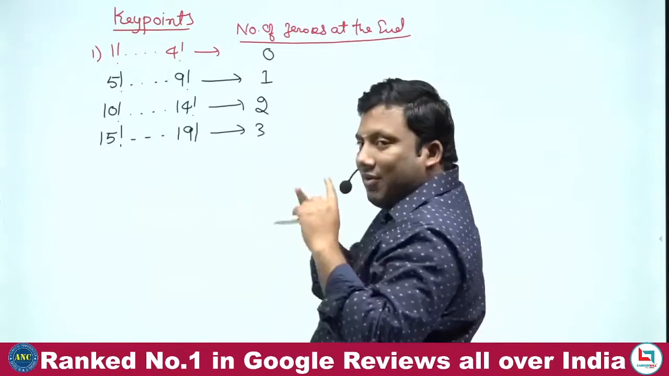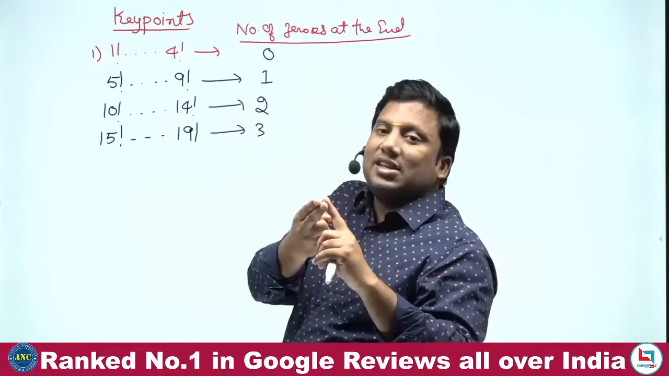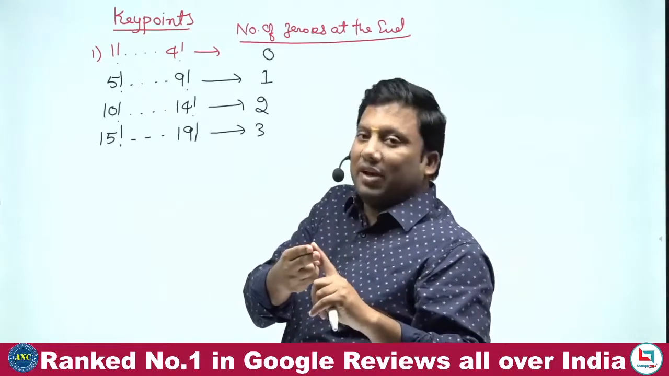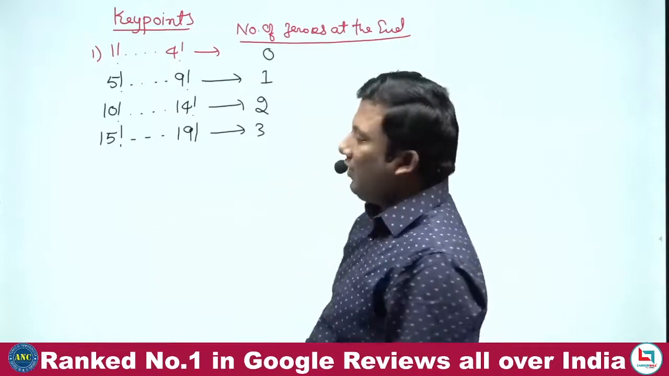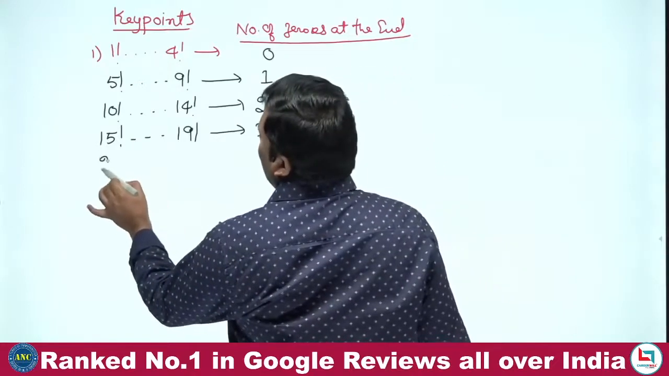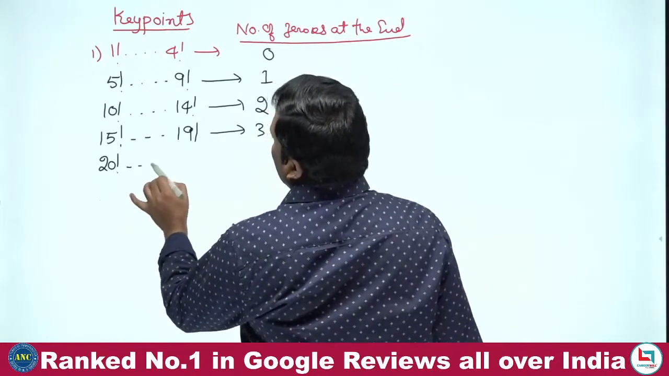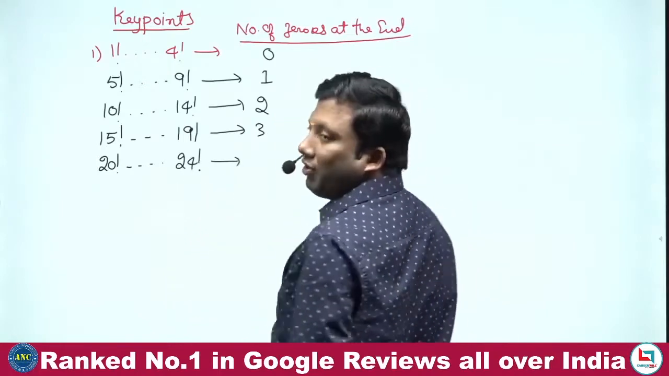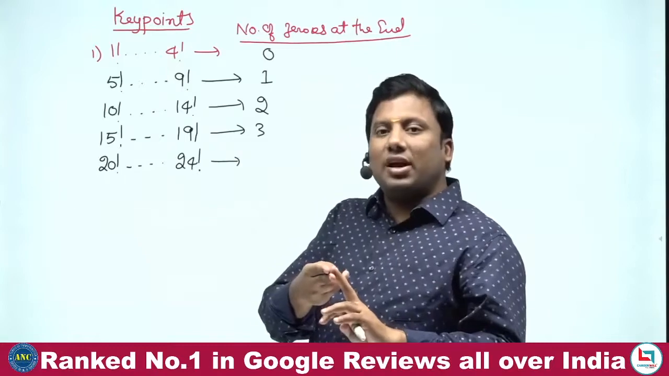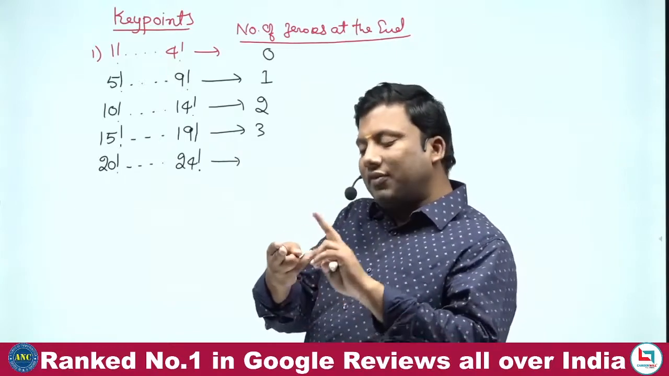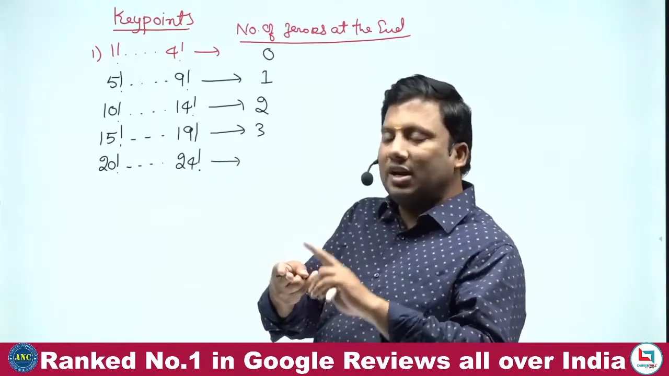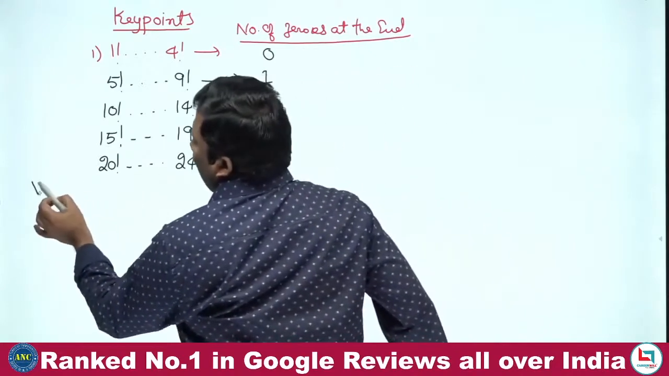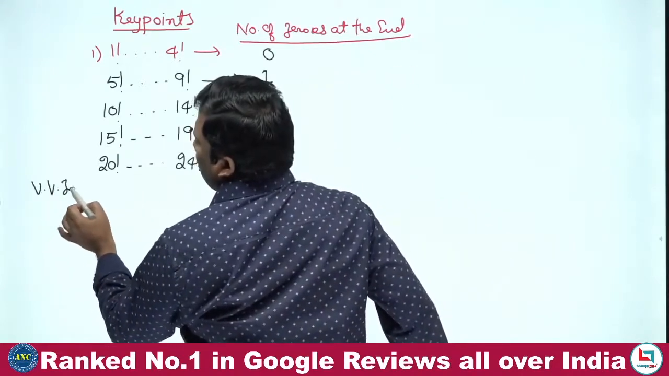From 15 factorial to 19 factorial, it is 3. What are those 3? 15 is there, 10 is there, 5 is there. 15 is 5 into 3, 10 is 5 into 2, and 5 is 5 into 1. Now see, 20 factorial till 24 factorial. Which numbers are there? 20, 15, 10, 5. So it is 4.